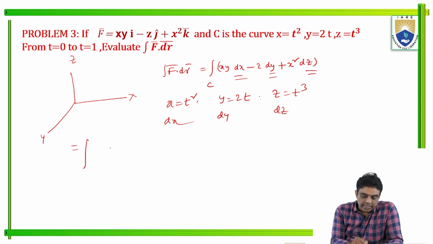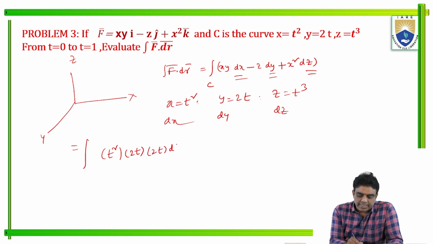So I will do this integral. X means t square, y means 2t. And what is dx? Dx is equal to 2t dt. Am I right? Dy is 2 dt. Dz is equal to 3t square dt.